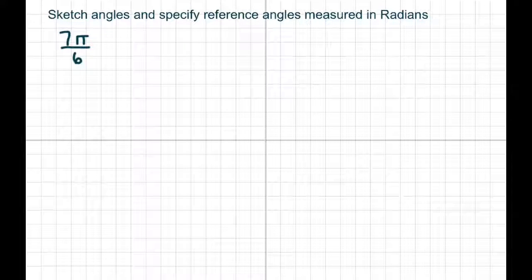We're going to sketch angles and specify reference angles that are measured in radians. And we're going to do 6 problems. The first one is 7 pi over 6.